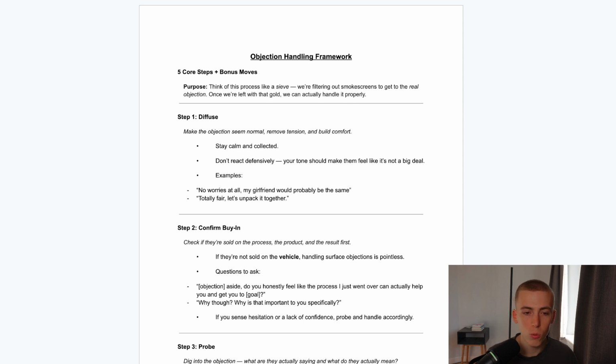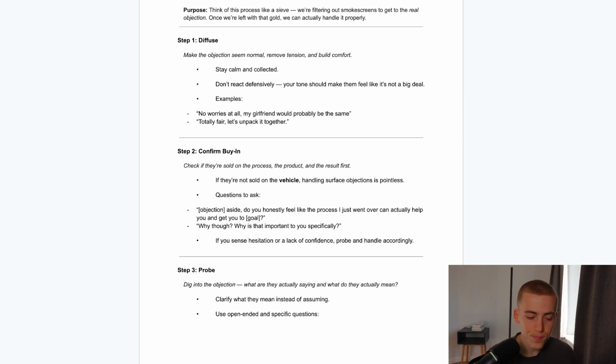Okay? Now, step 2 is to confirm the buy-in. The reason this is really important is because there is no point handling an objection, a money objection, if the prospect isn't sold on the actual process, the program, the service, whatever. There's no point whatsoever, because you can't sell someone on something if they're not bought in the first place.